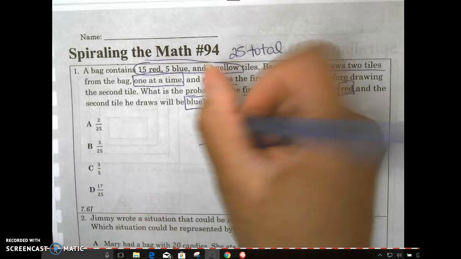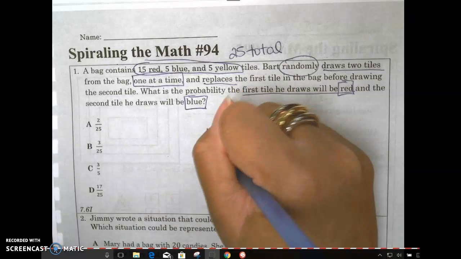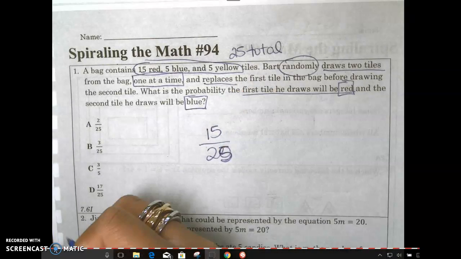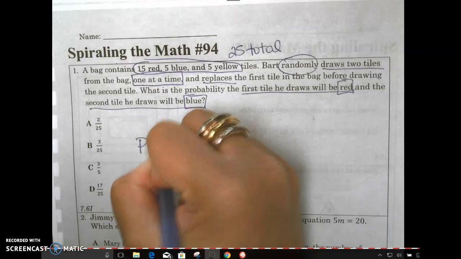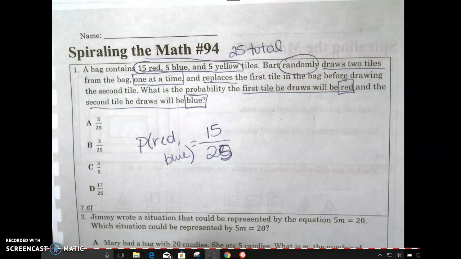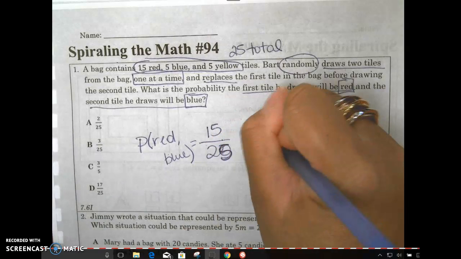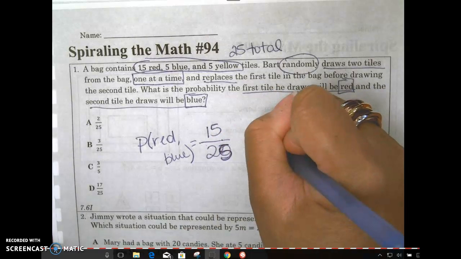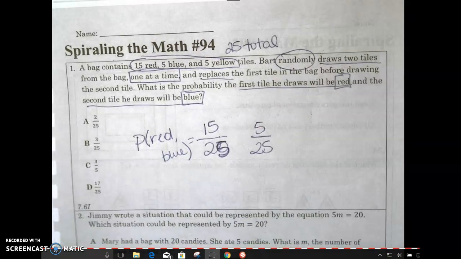15 over 25. The second tile is blue. P of red, comma, blue. I've gotten red, then what? 5 blue. How many blue? 5. Out of how many? 25.